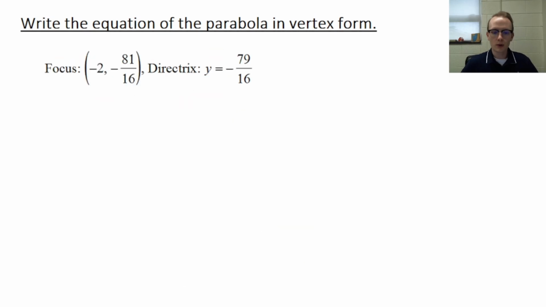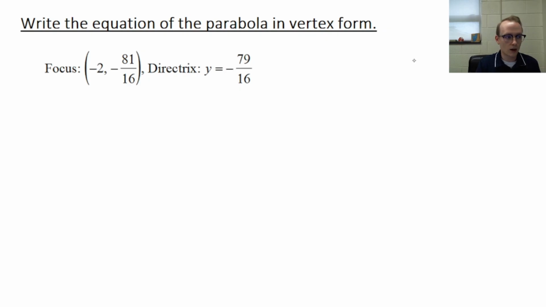Last one here where we're going to be writing the equation of a parabola given some features of its graph. In this case, they give us the focus and the directrix. Okay, so we immediately don't know what the vertex is. So this one, again, let's go ahead and draw a rough sketch and see if we can figure out if this parabola is horizontal or vertical.